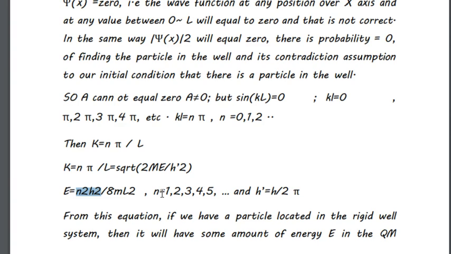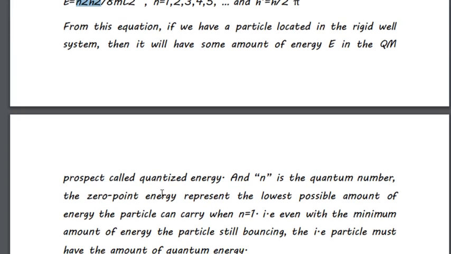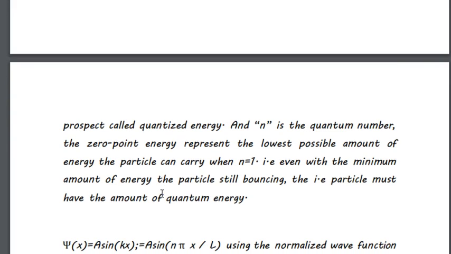From this equation, if we have a particle located in the rigid well system, then it will have some amount of energy E from the quantum mechanics perspective. This energy is defined as the quantized energy, and n is the quantum number. The zero-point energy represents the lowest possible amount of energy the particle can carry, when the quantum number n equals 1. In other words, even with the minimum amount of energy, the particle is still bouncing; the particle must always have some amount of quantum energy.